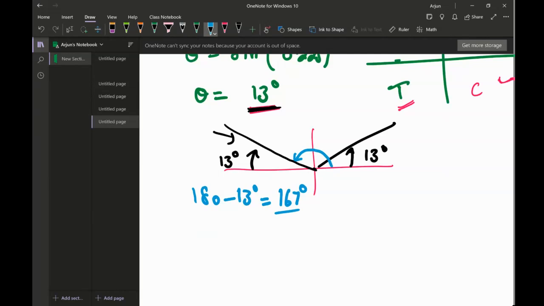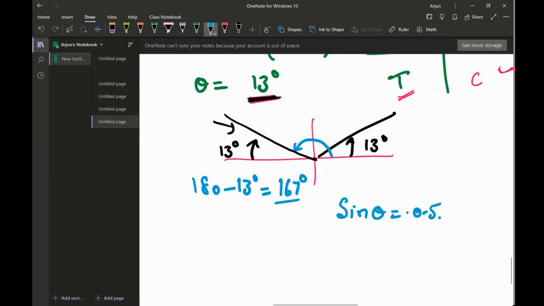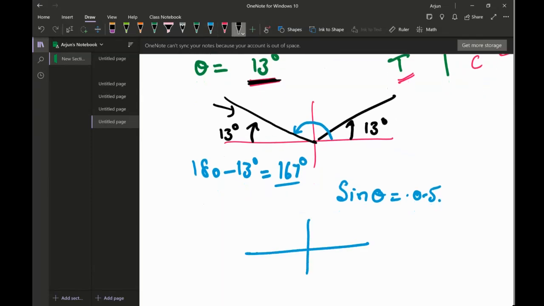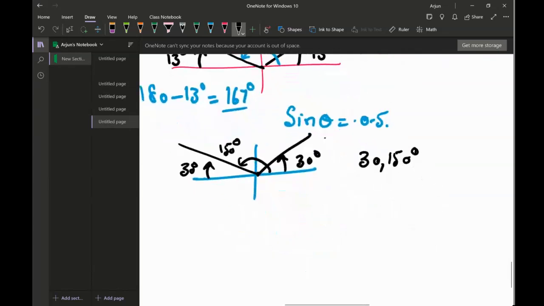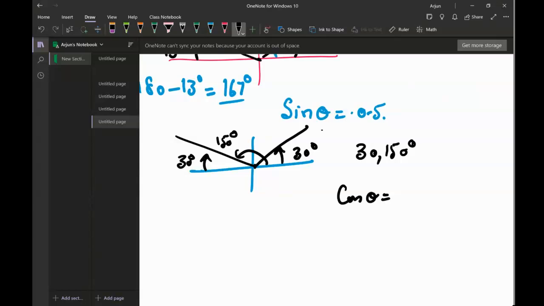So again, I will recommend you to pause the video and find out the value for sine theta equal to 0.5, which we just did. So welcome back. Hopefully you figured out, the theta value will be, one is 30 degrees from here, another 30 degrees from here. So 30 degrees and this 30 degrees, and in the same way this angle will become 150 degrees. So 30 comma 150 degrees. And if it was cosine theta equal to 0.5, so theta value can be 60 degrees and 300 degrees.